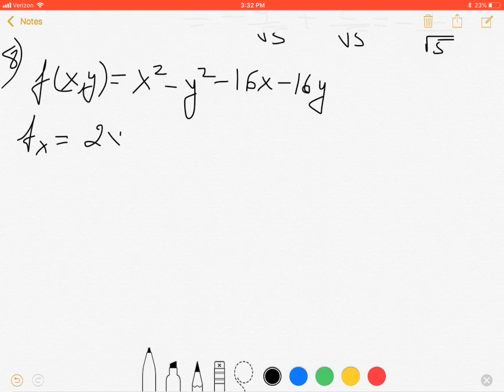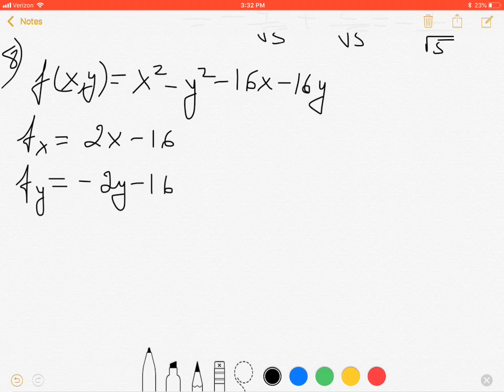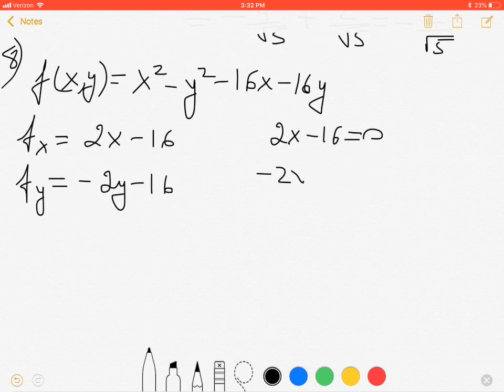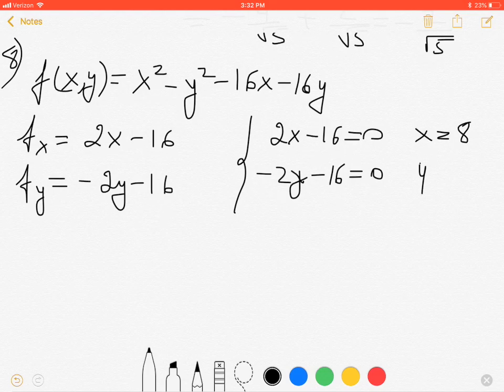The derivative with respect to x will be 2x minus 16, and the partial derivative for y will be minus 2y minus 16. So 2x minus 16 equals 0, and minus 2y minus 16 equals 0. Solve this system, and you have x equal 8 and y equal negative 8. This is our critical point.